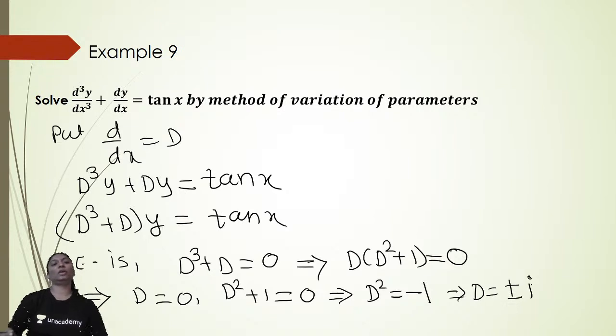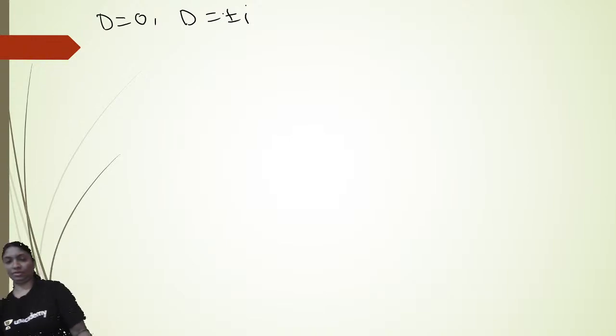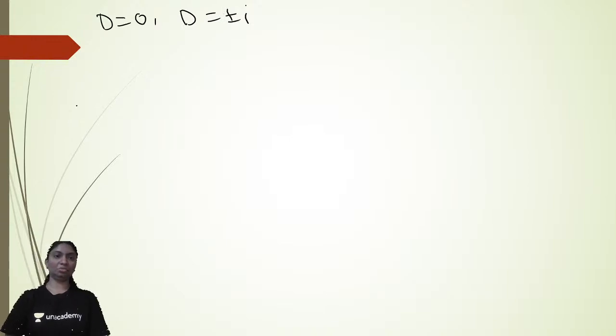which implies D is equal to plus or minus i. This is a differential equation of order 3. So as D is equal to plus or minus i, we can write yc. The roots are D is equal to 0 and D is equal to plus or minus i. One root is real and the other two roots are complex.